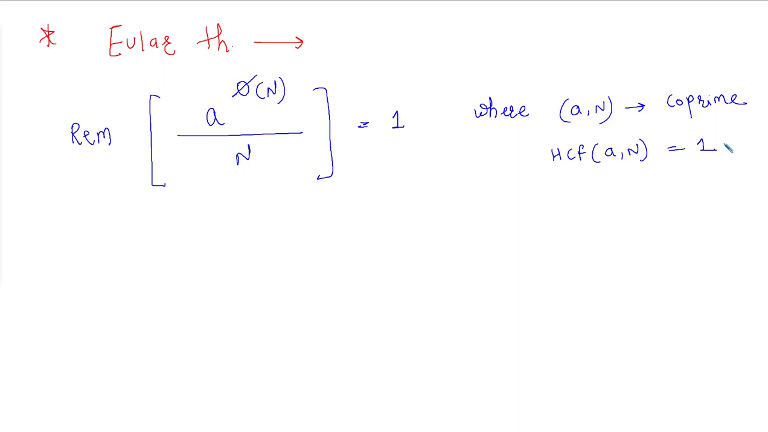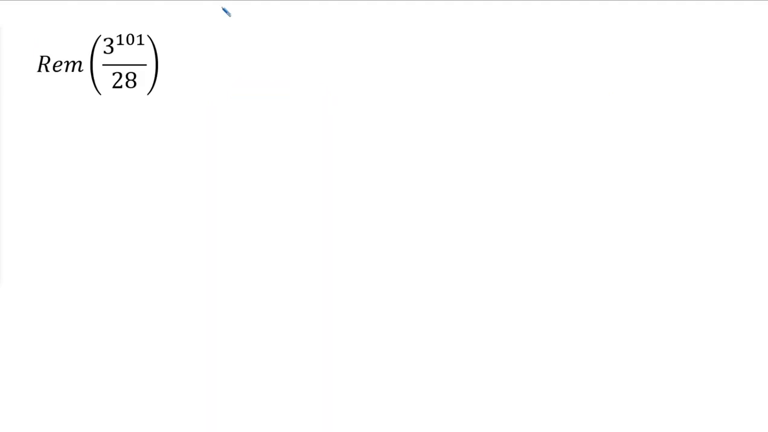Let's start with the first example that we saw in the previous video also. The first example is 3 to the power 101 divided by 28. How can we solve this question? By using Euler theorem.